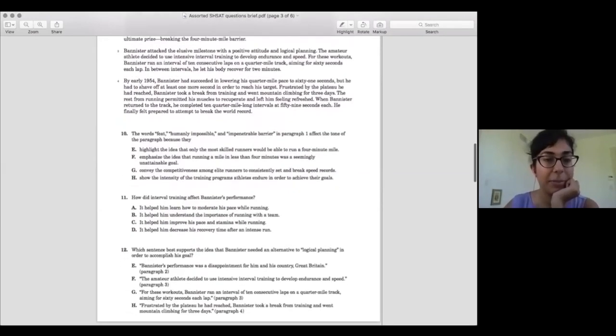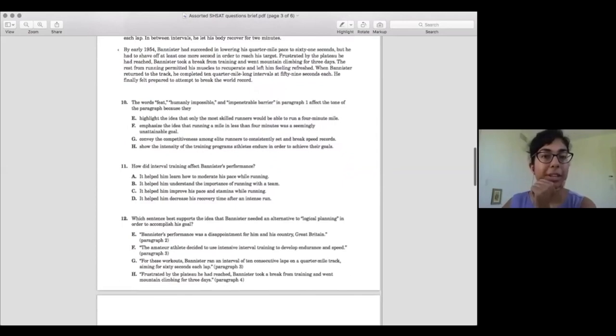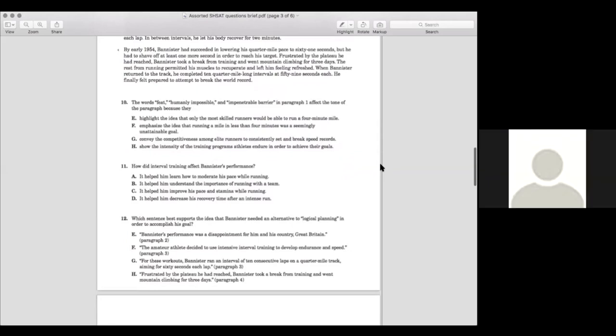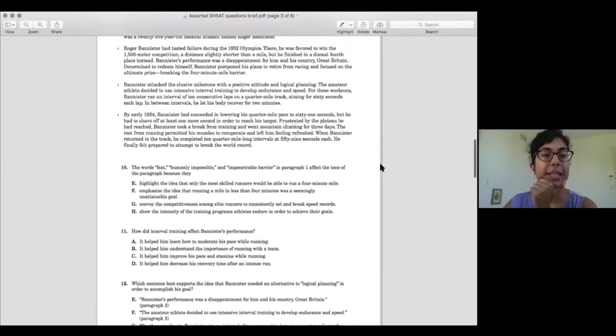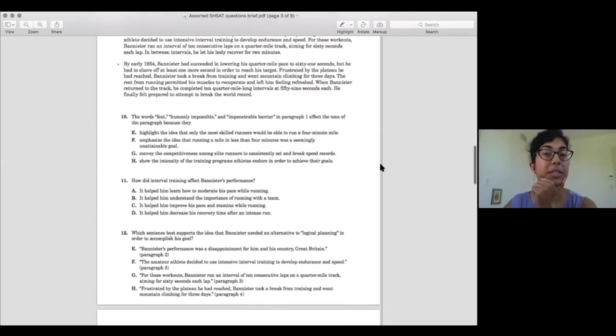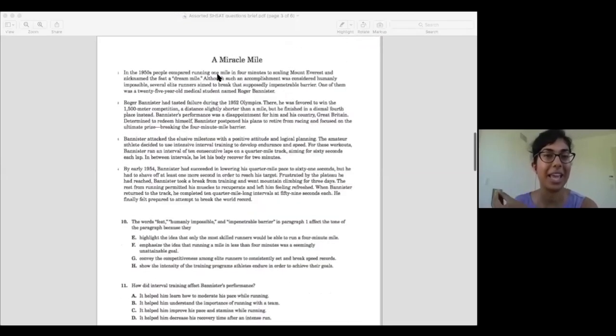So let's look at number 10 first. The words feat, humanly impossible, and impenetrable barrier in paragraph 1 affect the tone of the paragraph because. So this is a situation where I think it's important. I would call this a zoom in question. And I think it's important to look at those words, the ones that they've selected, in context, right? You're only going to know what those words are doing if you read them in the sentences that they're in.